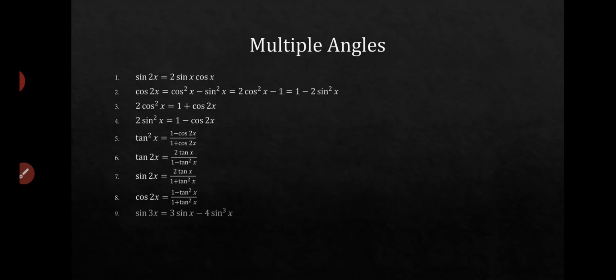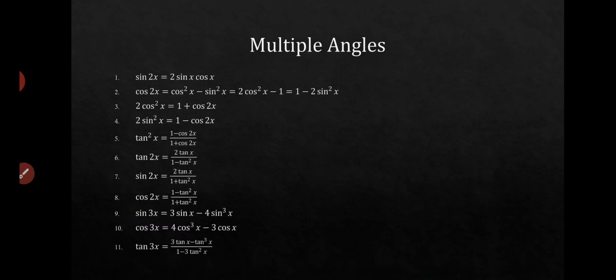Number 9, now this is 3 times the angle. Sin 3x is 3 sin x minus 4 sin cube x. Again, you can prove this using compound angle. If you just work out a little bit, you can do it. Then cos 3x is 4 cos cube x minus 3 cos x.